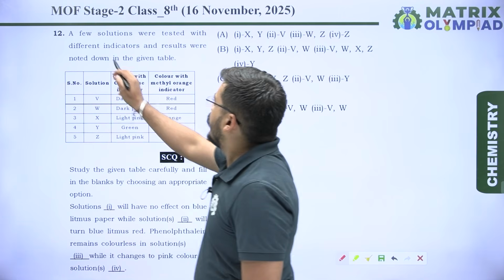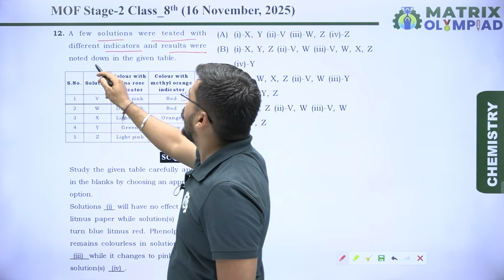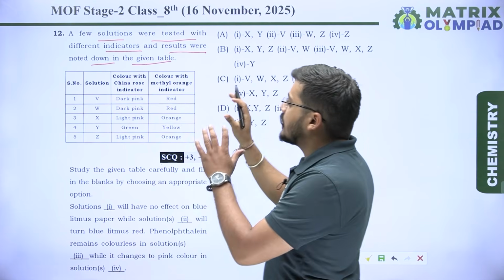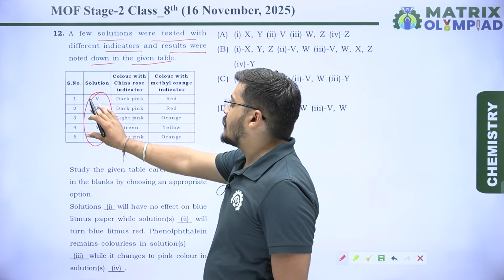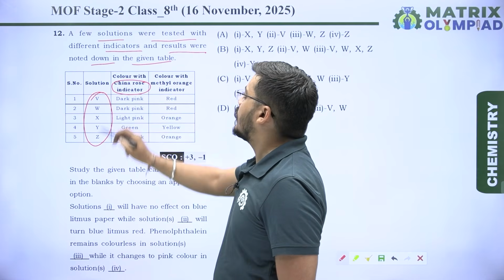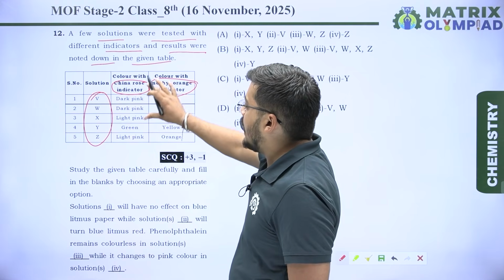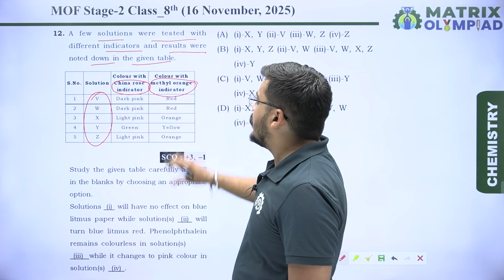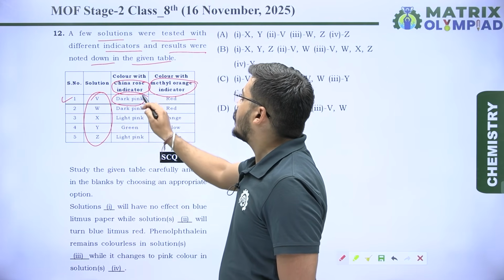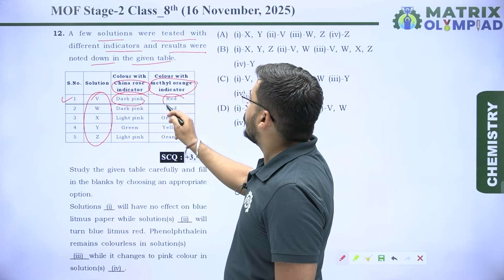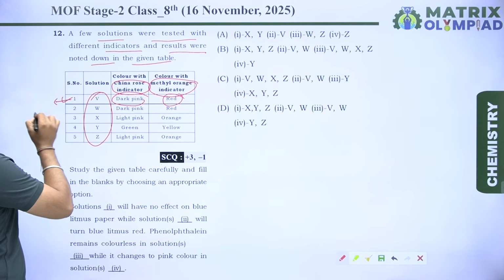Question number 12. A few solutions were tested with different indicators and results were noted down in a given table. Here a table is given in which a total of 5 solutions are listed. These 5 solutions are tested with 2 types of indicator: one is China rose indicator and another is methyl orange indicator. Let's check all these results. Solution V shows dark pink color in China rose indicator and red color in the methyl orange indicator. It means V will be an acidic solution.